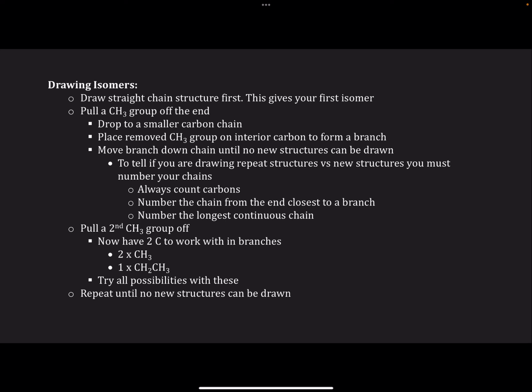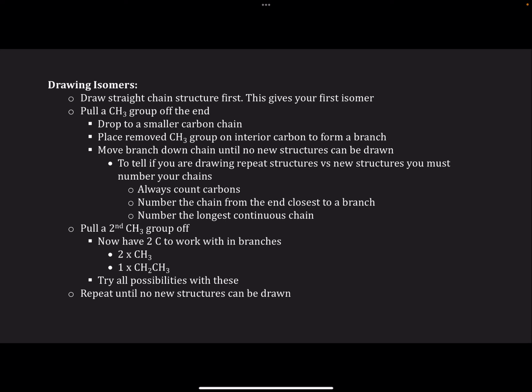So in order to be able to represent the array of different compounds that can represent the same molecular formula, we've got to be able to draw the different isomers. When we're drawing an isomer, the first thing we're always going to do is draw a straight chain structure first. This will always give us our first isomer. Then we're going to pull a CH3 group off the end. Now we're going to walk through this so we can see how each of this happens. But the first thing we would do is pull a CH3 group off of the end. What this does is it drops us down to a smaller carbon chain.